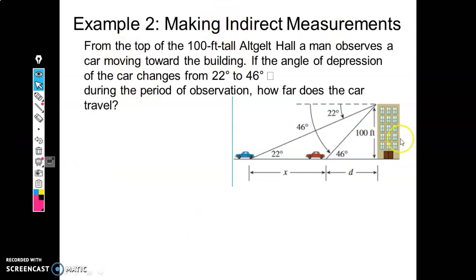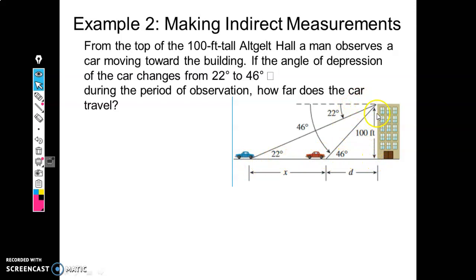From the top of a 100-foot tall Outgelt Hall building, a man observes a car moving toward the building. The angle of depression changes from 22 to 46 degrees during the period of observation. How far does the car travel? So we're looking for x, how far the car travels. Now you cannot directly find x because this isn't a right triangle.